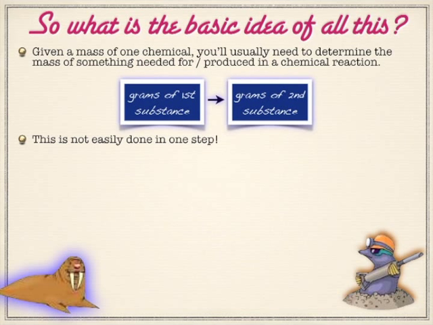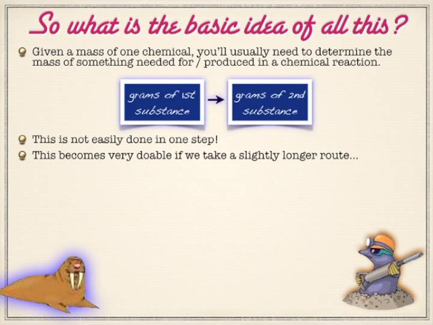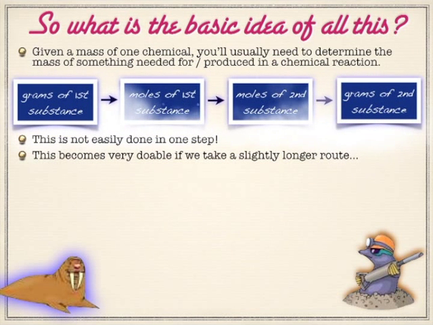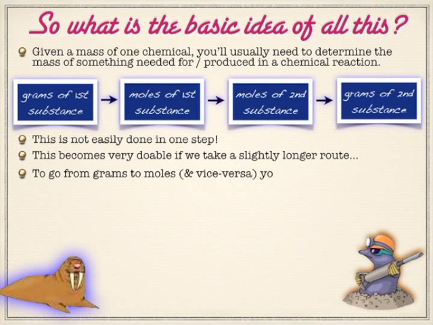But we can't do that easily in one step. And so what we're going to do is we're going to take a slightly more circuitous route, and that's incorporate the idea of moles. Because once we get to moles, we can use the balanced equation to tie these things together. And so classic problem is you're going to get to moles of that first chemical, you're going to use the balanced equation, work your way through, and then get to grams of the other one.